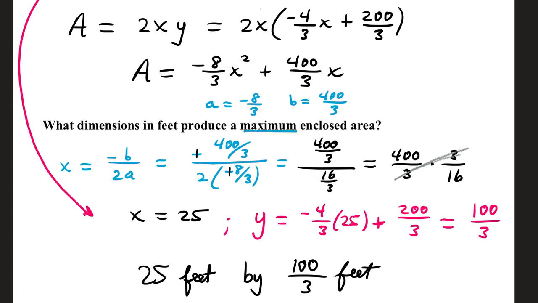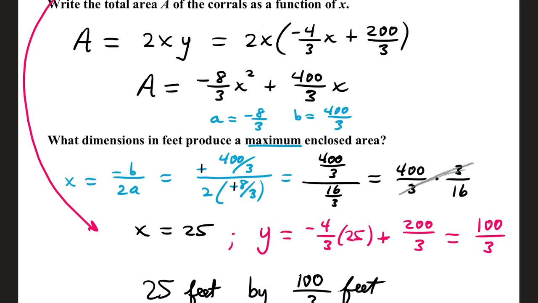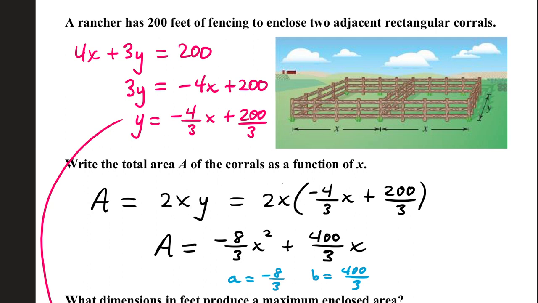A complex fraction is when you have at least one fraction within a big fraction. Top fraction times the bottom one flipped over. Threes cancel. 400 divided by 16 is 25. Now that we know x, we can go back up to the fencing equation, plug in 25 for x, and that'll tell us what y is. Let's do that. I'm going to scroll back down and plug 25 into this equation.